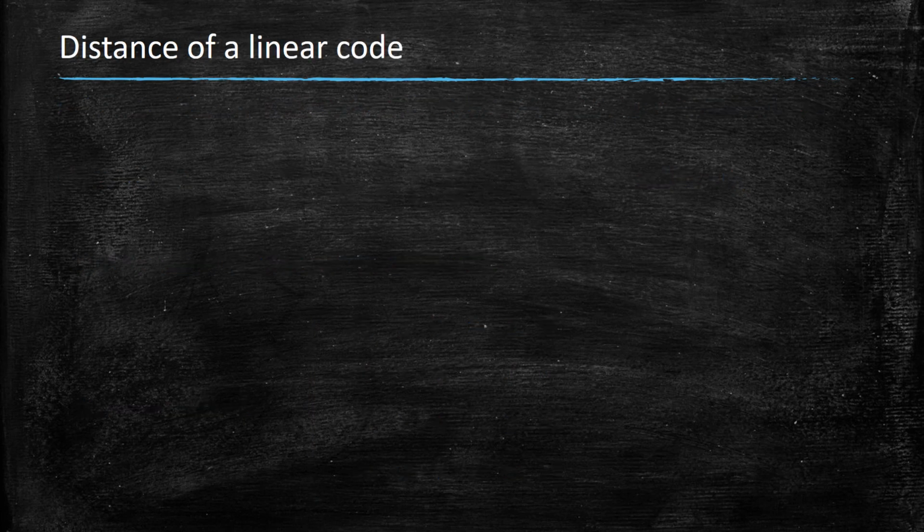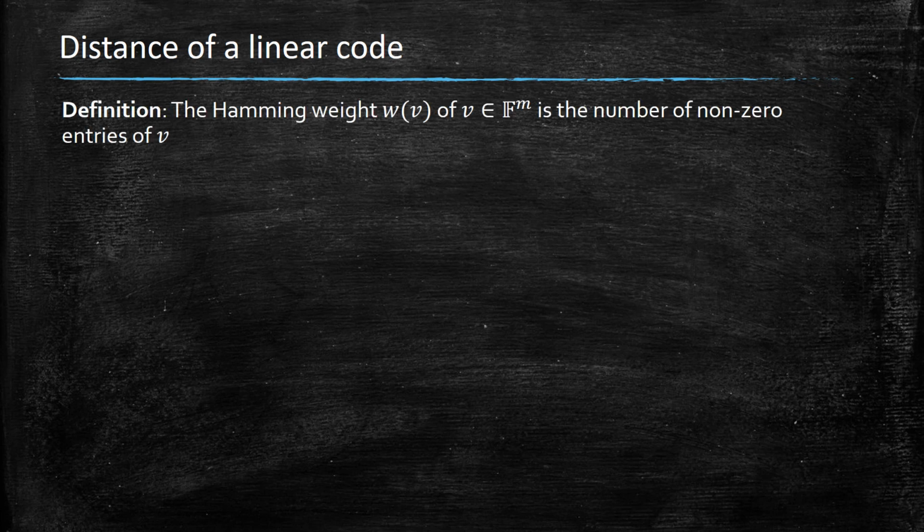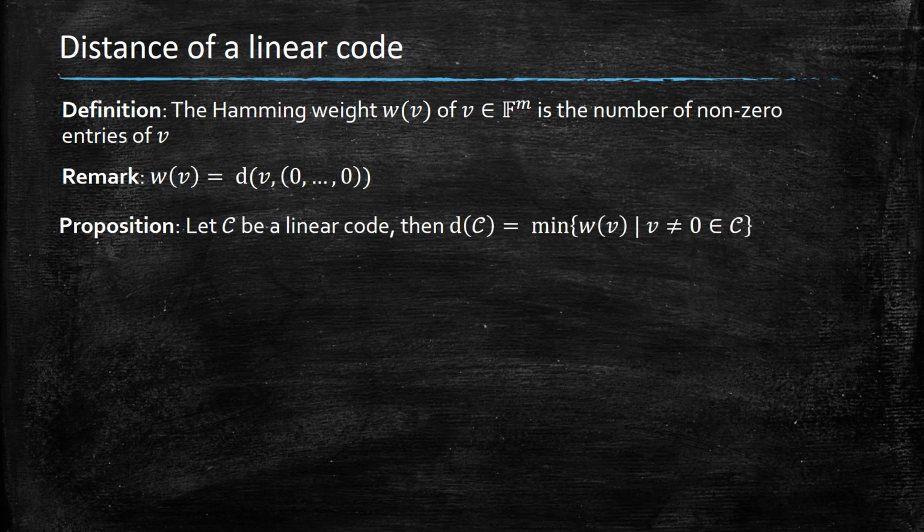Now, as we saw in the previous lecture on coding theory, an important parameter of the code is its distance, because it will rule the amount of errors that we can detect and correct. And to find the distance of a linear code, we need the notion of Hamming weight. The Hamming weight of a vector is simply the number of non-zero entries of that vector. An important property is that the Hamming weight of a vector is in fact the Hamming distance between that vector and the zero vector. Now, for a linear code, the distance of the code is the minimum of the Hamming weights of all non-zero code words.